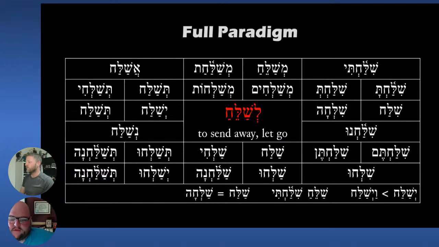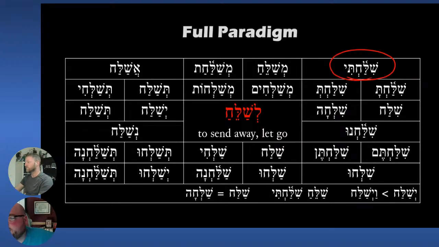Colton, you want to go through this one? First, let's remark that just like we had berach, now we have shilach, not shileach. You will find shileach, but that's when it's in pause.